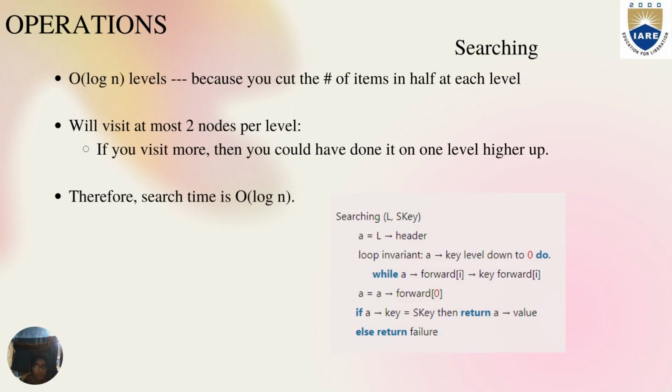Searching operation. There are O(log n) levels because you cut the number of items in half at each level. You will visit at most 2 nodes per level. If you visit more, then you could have done it on one level higher up. Therefore, search time is O(log n), and this is the algorithm of the searching operation.